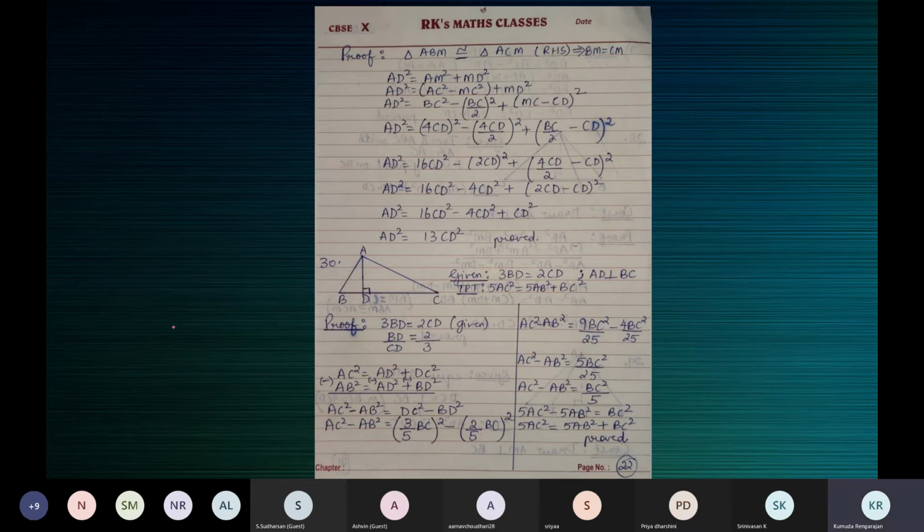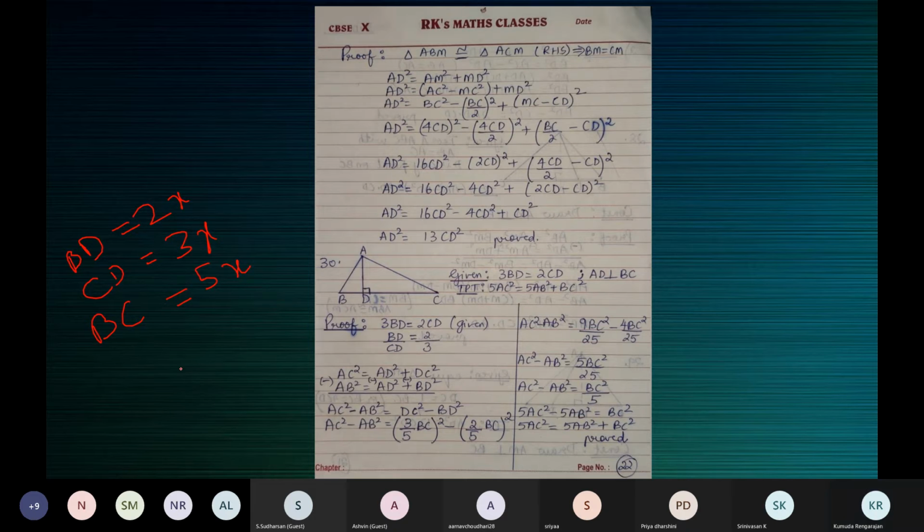All right. Let's say BD is equal to 2x. Then CD is equal to 3x. Then tell me, children, what is BC in terms of x? 5x. BC is 5x.